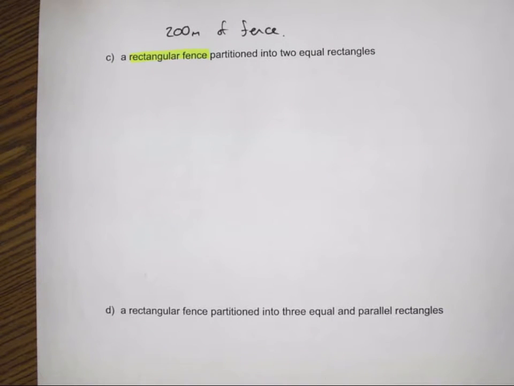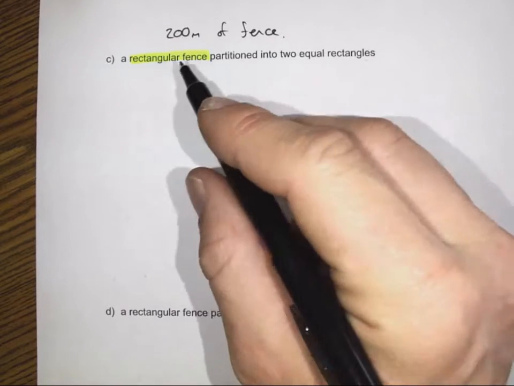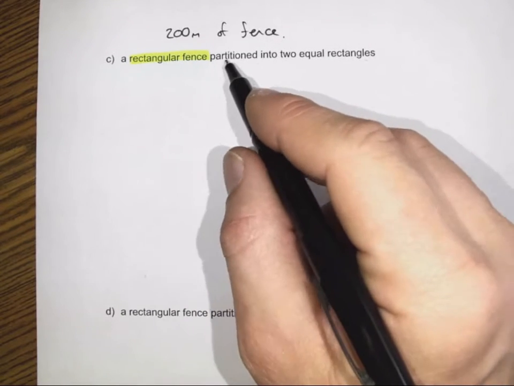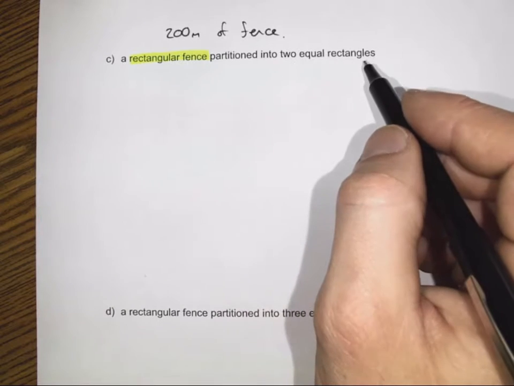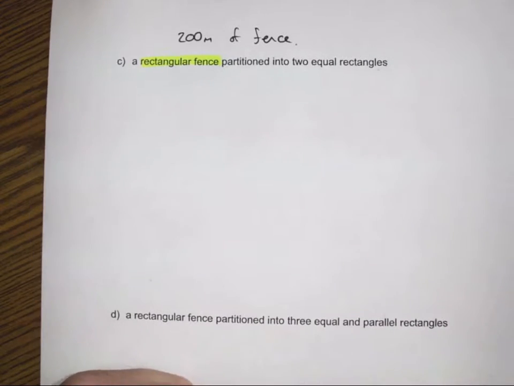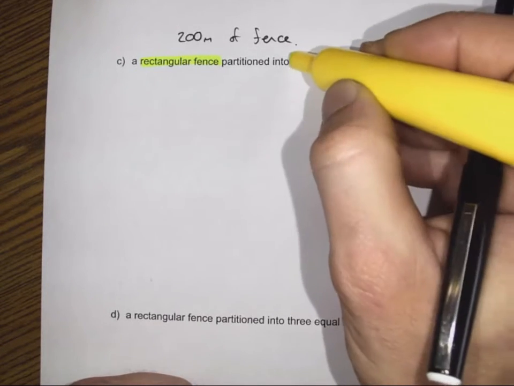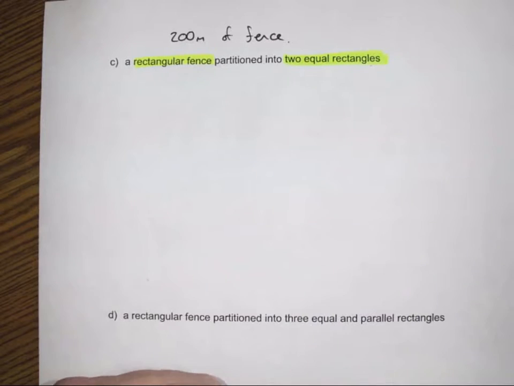And it's partitioned into 2 equal rectangles. Okay, so it's a rectangle split into 2 equal rectangles. All right, I'd take a second before continuing watching this video to try to draw a sketch of what you think that statement means.